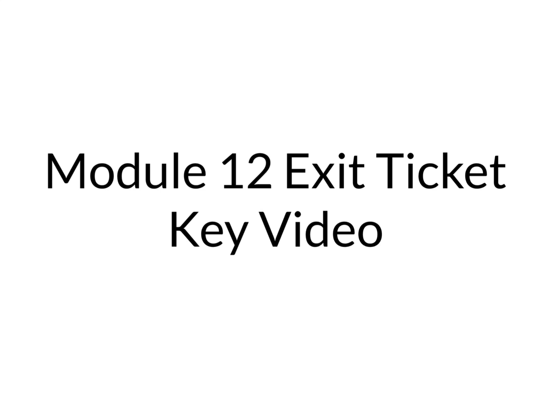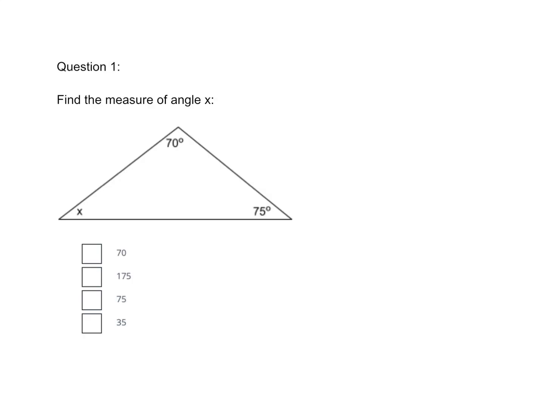This video goes over your Module 12 exit ticket. For question 1, we're given a triangle with 2 angle measures given, and we're solving for that third missing angle. To solve this, we need to keep in mind that all interior angles have to add to 180.